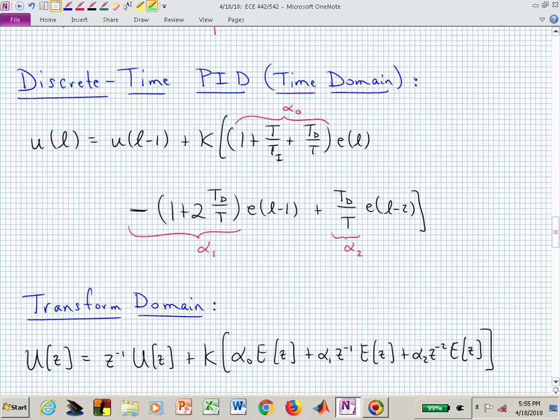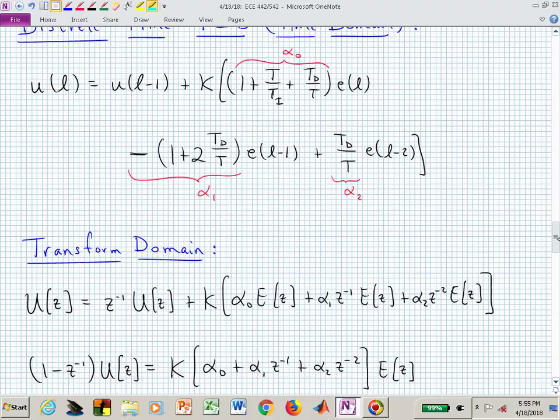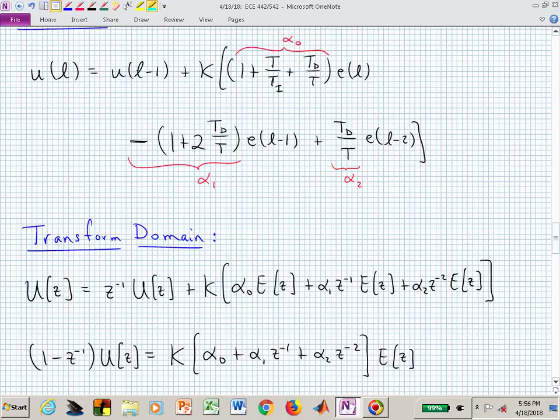Again, this is reviewing for the final. Let's now manipulate that a little bit. We can factor out the common z transform of E on the right. We can move the u terms to the left. We're just doing algebra. And now we have our u term on the left and our e terms on the right. And this is begging to be taking a ratio to give us U over E, which is the transfer function of our PID controller.